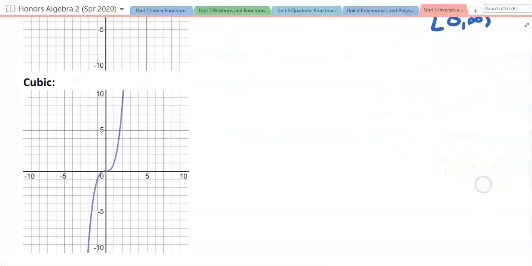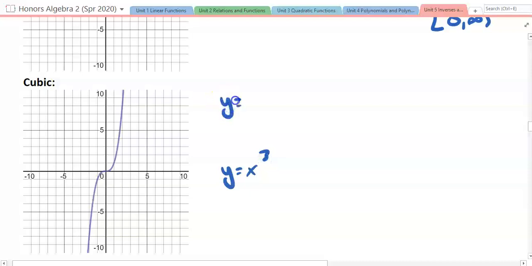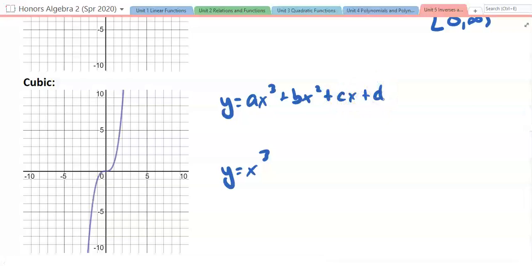Cubic functions, again, the general idea is the same. y equals x cubed is the parent of all cubic functions. Everything is a transformation of that. And the general form of a cubic is ax cubed plus bx squared plus cx plus d. You might see a sub 3 and a sub 2 and a sub 1 and a sub 0 for the coefficients and the constant. Again, that's just a different labeling system. Now let's talk about the domain and range of this.